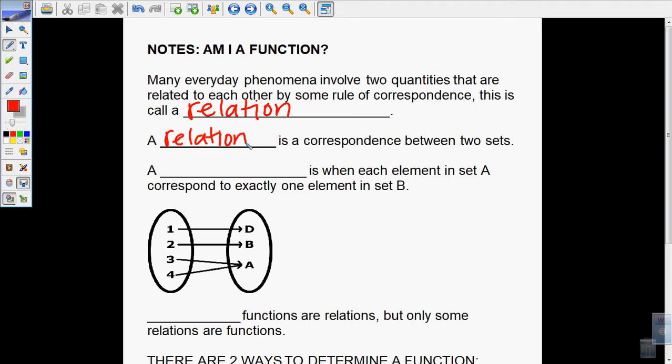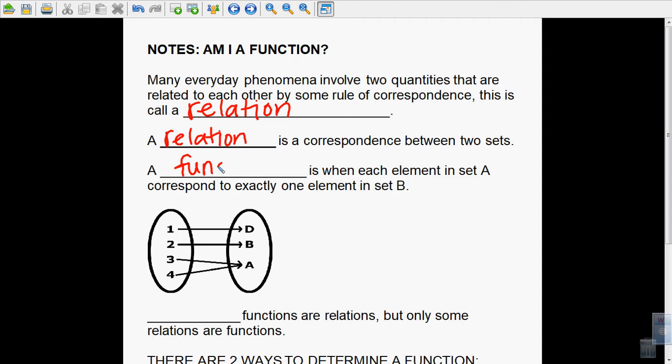Okay, to be more specific about a relation, we're going to talk about a specific type of relation, a function. And a function, in our terms, is when each element in set A corresponds to exactly one element in set B. So here's my set A, and here's my set B. So each element in set A goes to one element in set B. Yes? So that is a function. Sounds like we got that, right? Not new. Perfect.